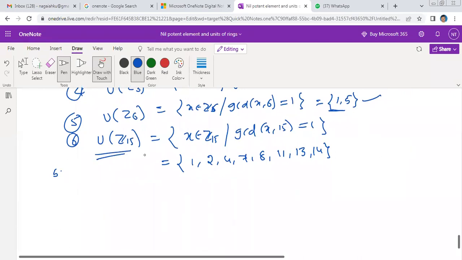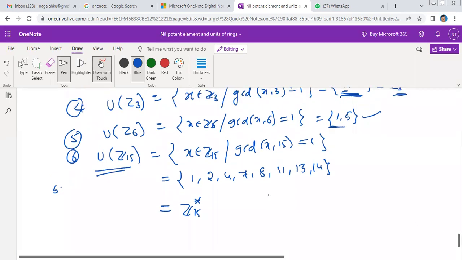దీనికి ఒక ఫార్ములా, what is the formula for this one? It is denoted by Z15 star. These are the units, right? సార్, ఇది అన్ని మల్టిప్లికేషన్ మాడ్యులో సార్? Yeah, multiplication modulo 15. Z15 అంటే రింగ్, it is addition modulo 15, multiplication modulo 15. Just calculate GCD of x comma 15 for the elements of Z15 whose GCD is 1, those are the units. 15 తోటి GCD క్యాల్కులేట్ చేస్తే వచ్చే ఎలిమెంట్స్ అన్నీ యూనిట్స్ అవుతాయి.